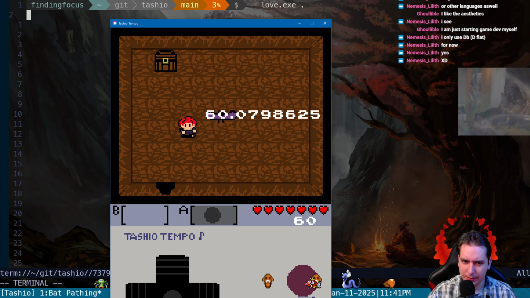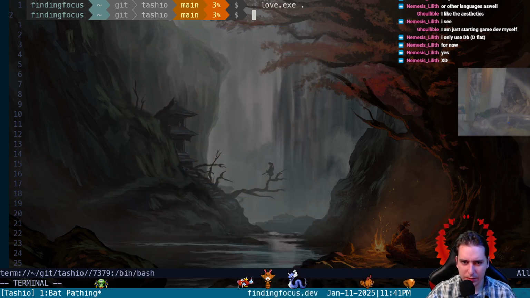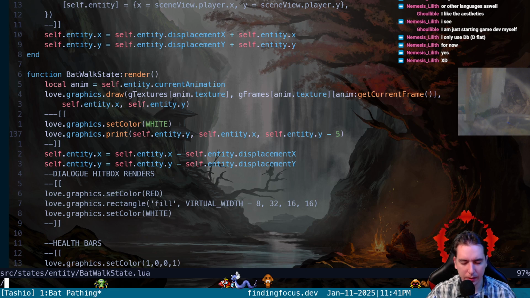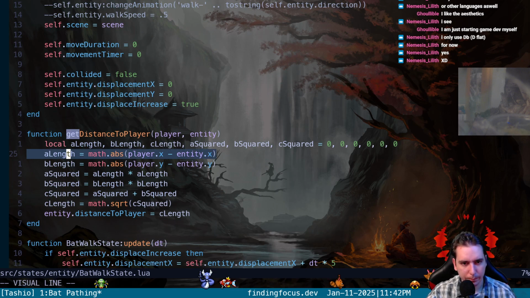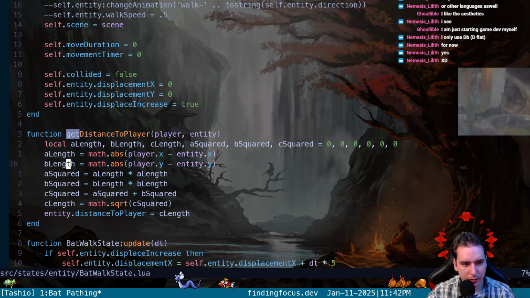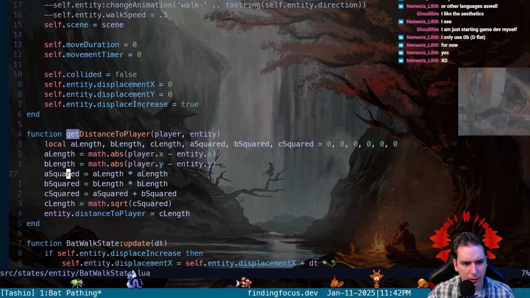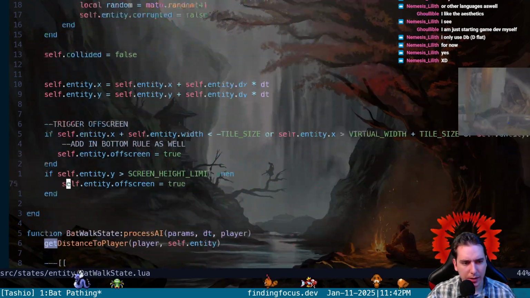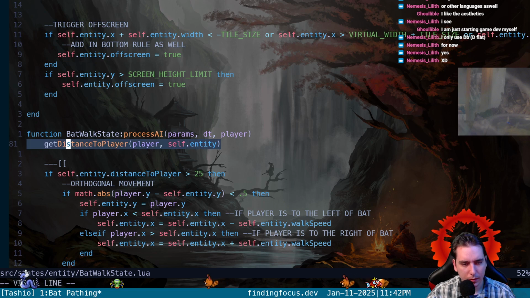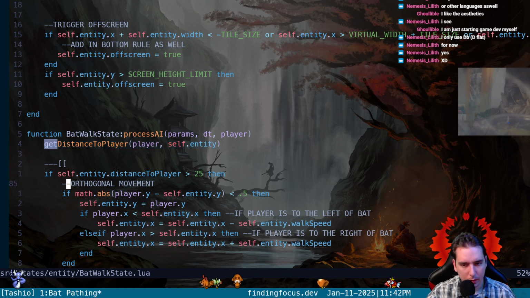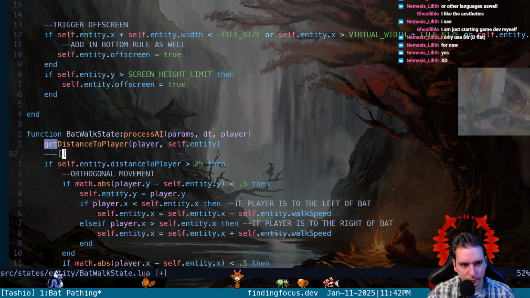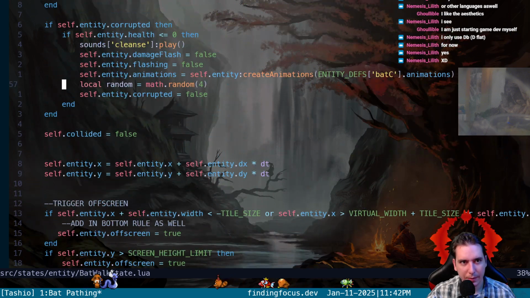But why is the distance... Yeah, Y is the same. Okay, so the X and Y are fine. It's something in our get distance to player that's messed up. So we take our player X, player Y. I don't see how this could be wrong. I guess we should only run self entity distance to player. I don't know. There's not much to be wrong here.